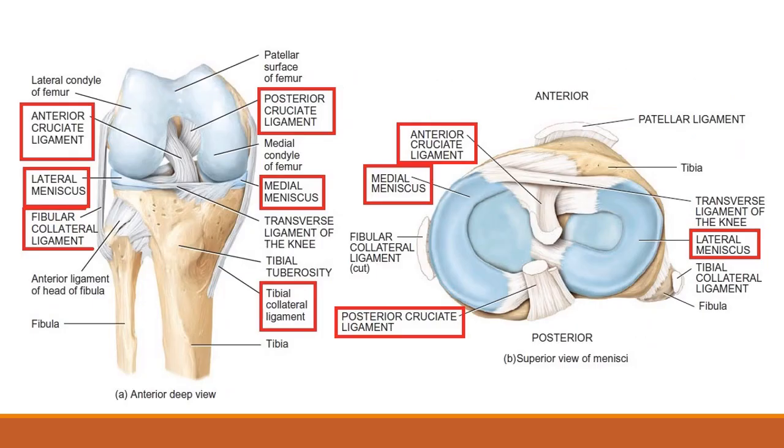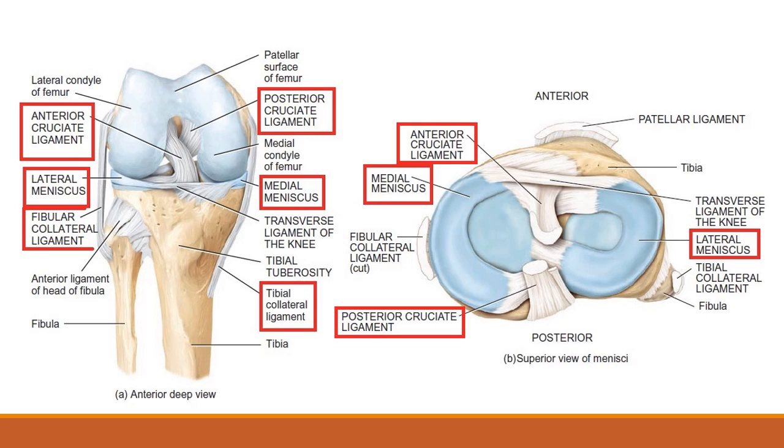In this presentation, we will focus only on the major ligaments and major cartilaginous structures inside the knee joint. The main cartilaginous structures that we're going to talk about are the menisci, the medial and lateral meniscus, and the main ligaments acting on the knee joint that we're going to discuss are the ACL, PCL, and the collaterals.